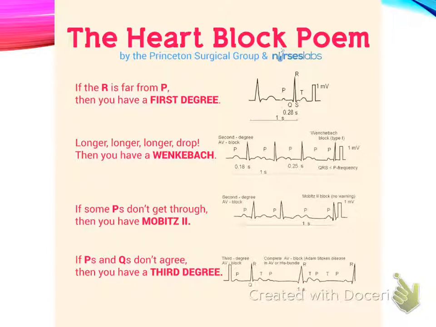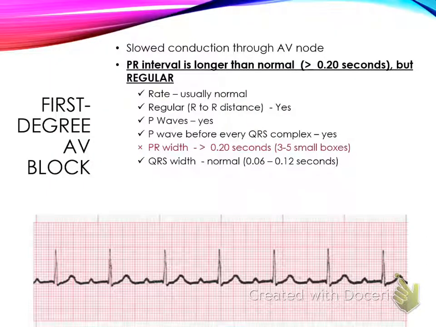Then we go to the blocks. This is where you can check out if you don't want to know. But if you do want to know, there are 4 of them. There's a little poem for them. I'm not good at memorizing poems. So the problem with the first degree.